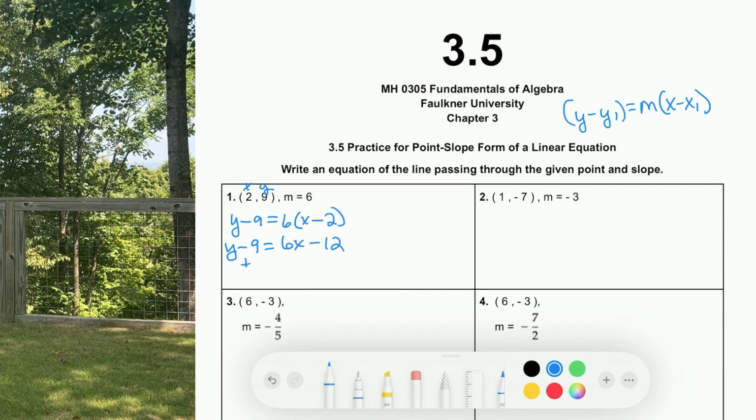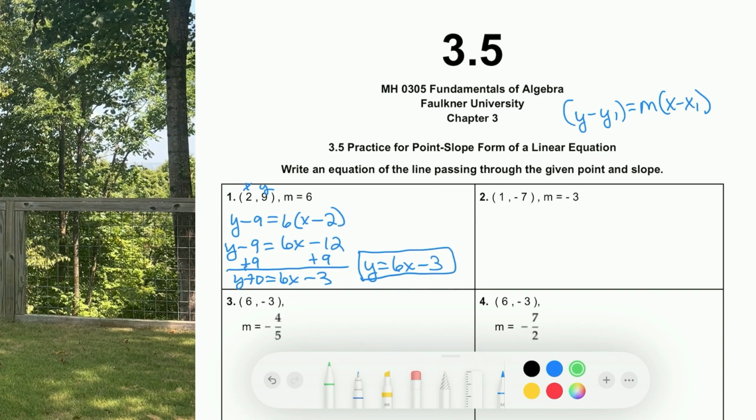I need to add 9 to both sides. And that gives me y plus 0 equals 6x minus 3. So our equation is y equals 6x minus 3.